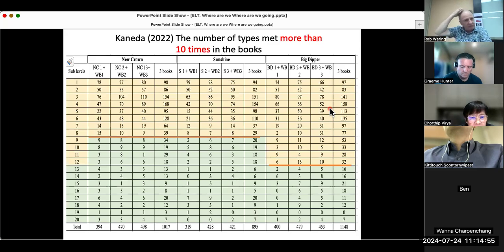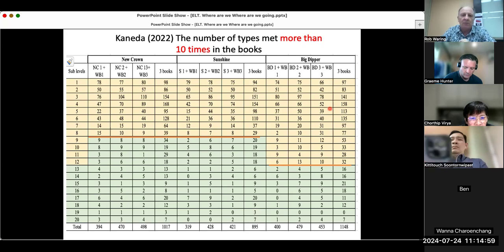So the same person who did the research before looked at the total number of items which were met more than 10 times. Remember before I talked about 10 times being the basic amount of exposure you need to get to the form-meaning relationship. You see a word, you can recognize it slowly in context. It doesn't mean you can use it, but 10 times will get you recognition, slow recognition.